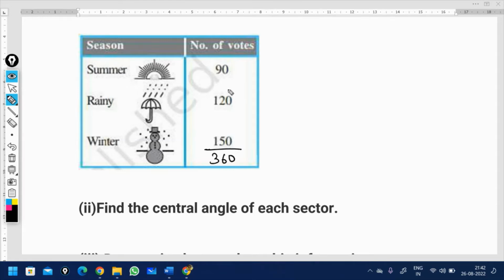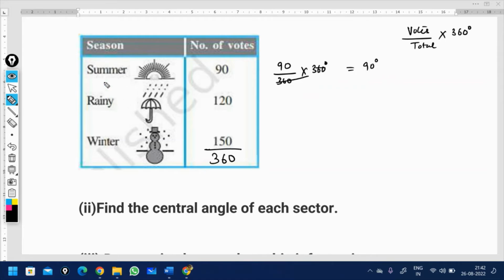And now what you have to do is write the votes casted per season upon total, and multiply it by 360 degrees to know what fraction of it can be shown in the pie chart. This is a simple formula we'll be using here. So we will write 90 for summer upon 360. The total is 360 here, right? And we multiply it by 360 degrees. Why? Because the complete angle of a circle is 360 degrees. So we can reduce this, and this gives us 90 degrees.